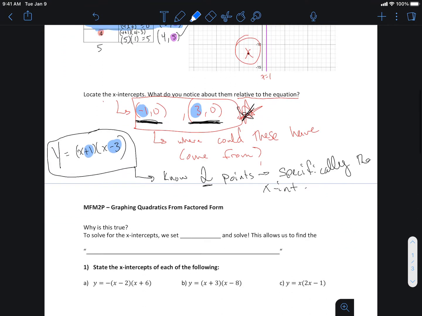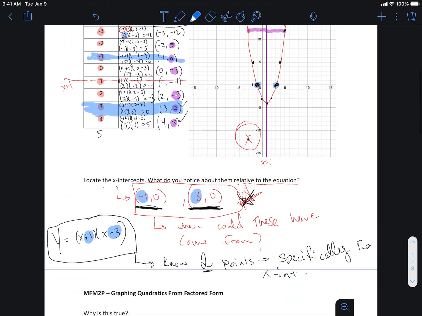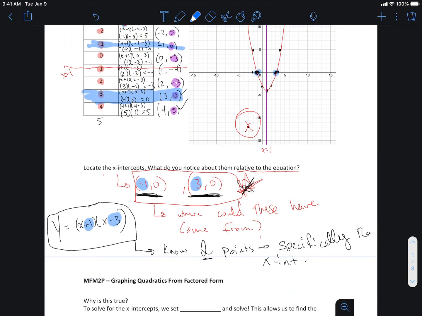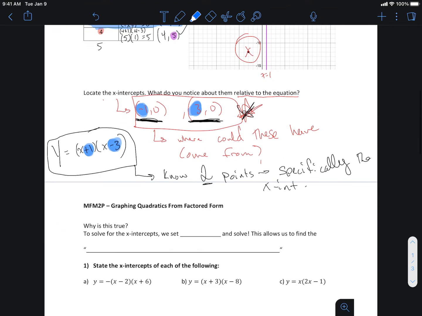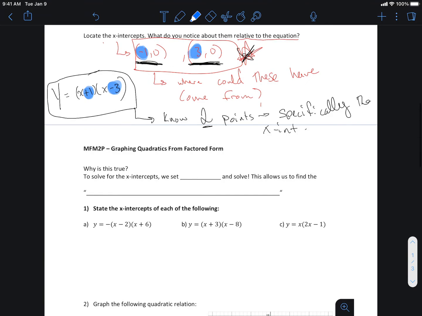So I guess our question is, why is this true, right? Why are we seeing this relationship between the x-intercepts and the equation? Okay. Well, it turns out to solve for the x-intercepts, we're going to set the equation, we're going to say y equals 0, and then we're going to solve for x. Okay. Why do we do this?